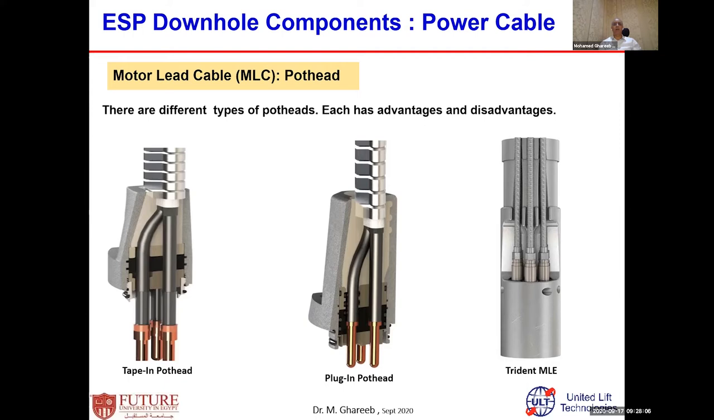Each has certain applications and limitations, and based on your application, your bottom hole condition, your motor types, your cable types, your conditions, and your downhole problems, you select the right and suitable pothead. This is just a picture to show you some potheads we can find in the market. But in the market, there is a lot of variety of potheads, and different potheads connect to the motor differently, and this connection is critical.